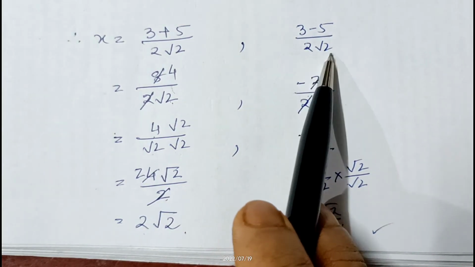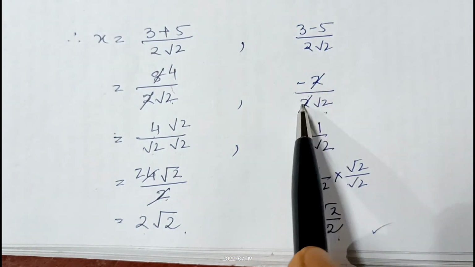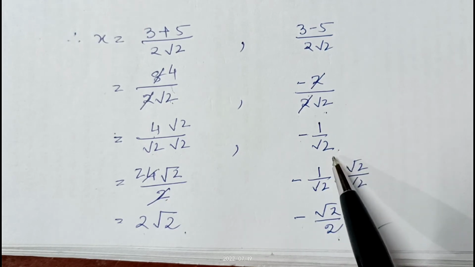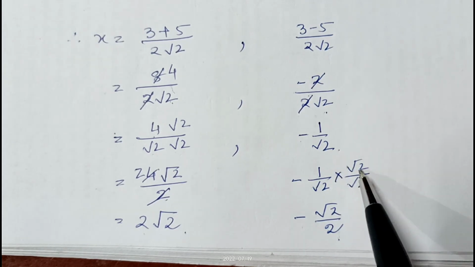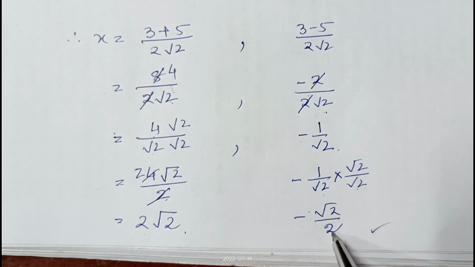3 minus 5 by 2 root 2 will be minus 2 divided by 2 root 2. These 2 and 2 can be cancelled, so it will be minus 1 by root 2. Here also in the denominator it is root 2, so multiply numerator and denominator by root 2. So it will be minus root 2, and root 2 into root 2 is 2. Therefore the required roots of the equation are 2 root 2 and minus root 2 by 2.